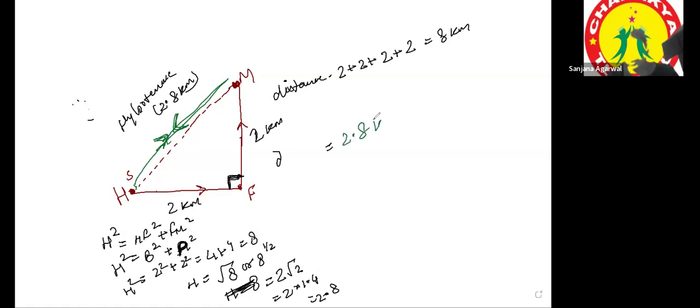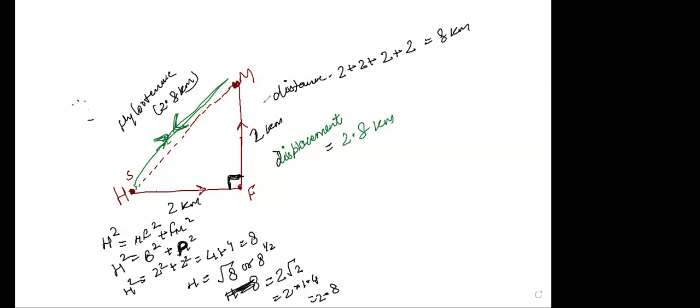2.8 kilometer. So this 2.8 kilometer is the displacement. What have you understood out of all this, can anyone explain? I guess Siddhant, you were asking about displacement. Who was asking? Rishit. Okay, what have you understood?